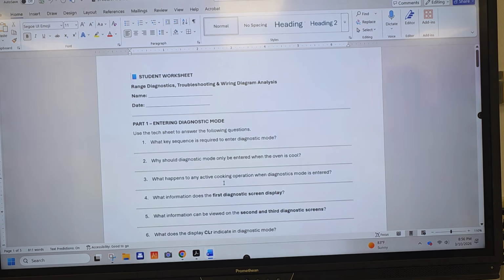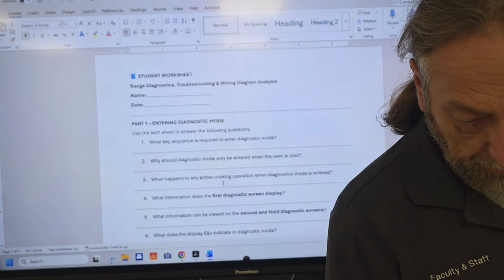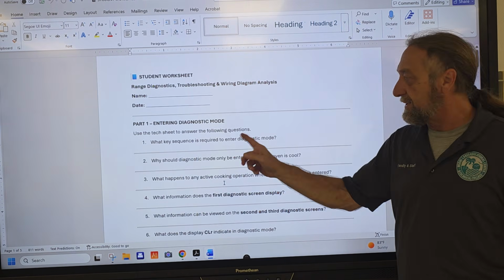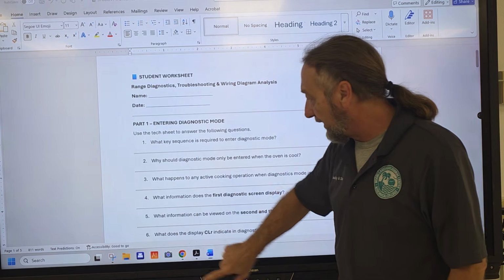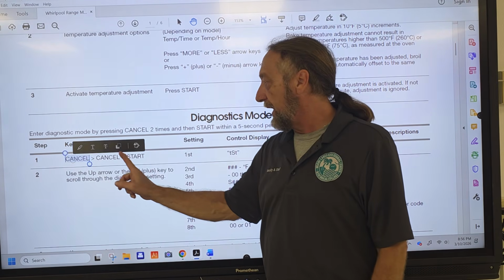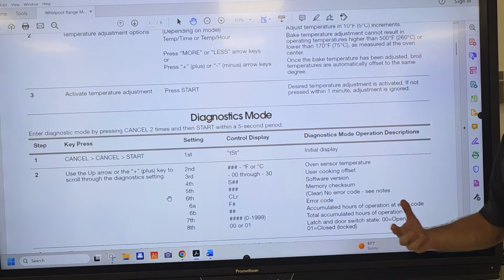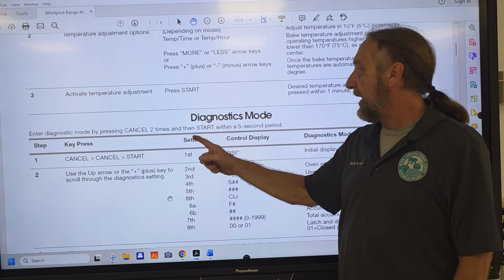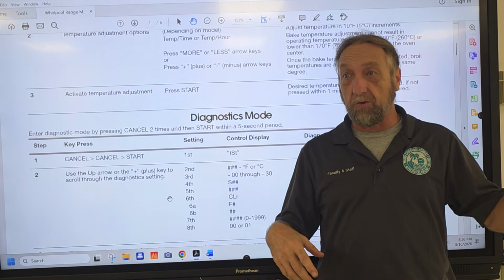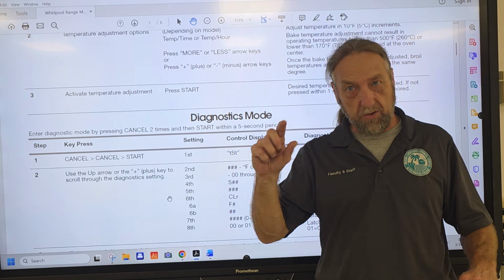There's a couple of things on here, and there was one question that me and Corey were talking about, the second one, but we'll take a look at it anyway. Number one says, what key sequence is required to enter a diagnostic mode? So here's the diagram. To enter diagnostic, it's cancel, cancel, and then start. Now, this has to be done in a time sequence: cancel two times and start within 5 seconds. That's all three buttons.